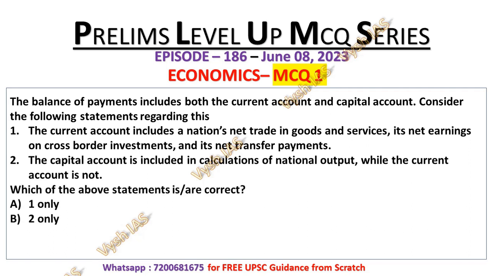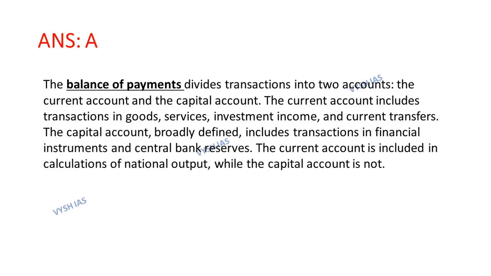So you have to identify the correct statement. One only, two only, both 1 and 2 and neither 1 nor 2. I will give you 10 seconds, try to answer this question. So its correct answer will be option number A, which means only statement number 1 is the correct statement. Now let's look at the explanation.